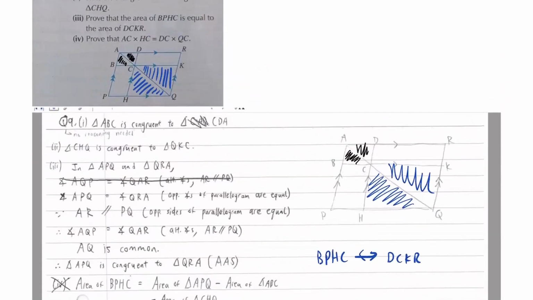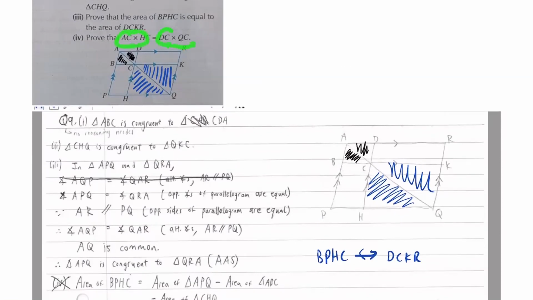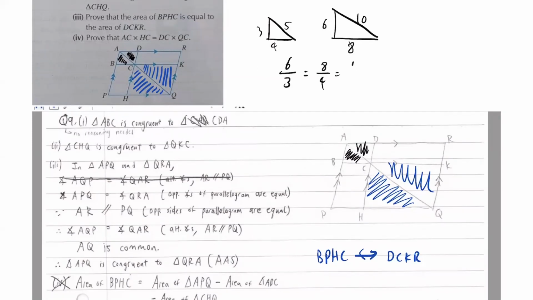Next, part 4. Part 4 is a very common type of question when you want to show something times something equals something times something. Every time you see this format, you must think of similar triangles, okay? Because when you have similar triangles, let's say 3, 4, 5, and then you scale it up by 2, so 6, 8, 10. What's the key property here? Key property is 6 over 3 equals 8 over 4 equals 10 over 5, equals 2 over 1. It's a constant 2. Does this make sense? Similar triangles, they will scale proportionally. So the ratio of long over short, long over short, long over short must be a constant.